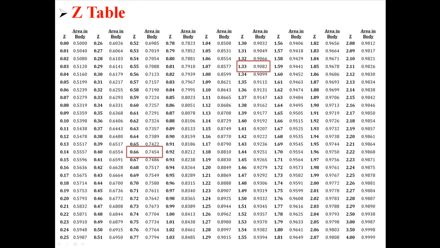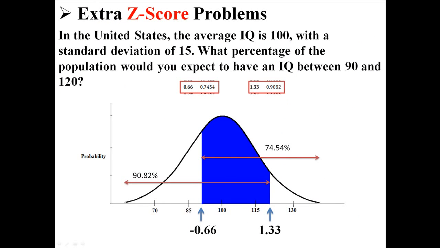So now that we know those two z-scores, we can look them up in the table. For the z-score of 0.66, we get an area in the body of 0.7454. And for the z-score of 1.33, we get the area in the body of 0.9082. So that's about 75% and 91%, right? Well, we know that that is the area in the body. So let me draw that on the graph, represented by those two red double-sided arrows. For negative 0.66, the area in the body, the larger portion, is 74.54%. And for 1.33, the area in the body is 90.82%.